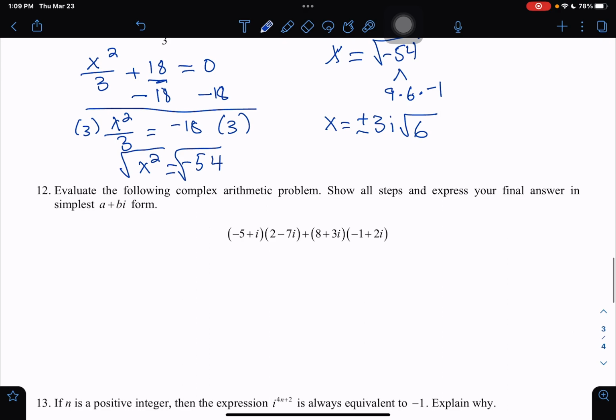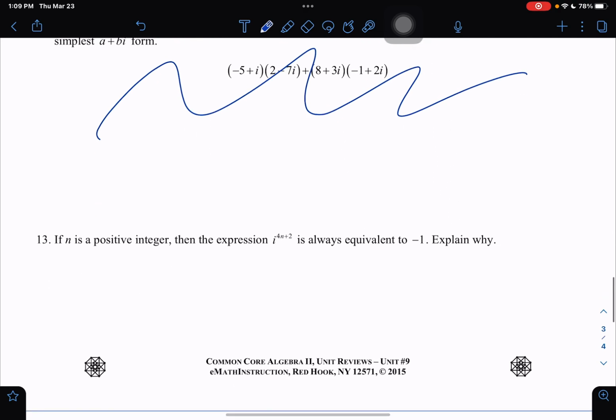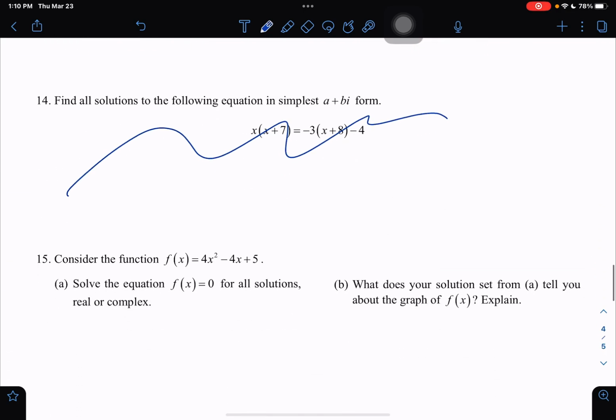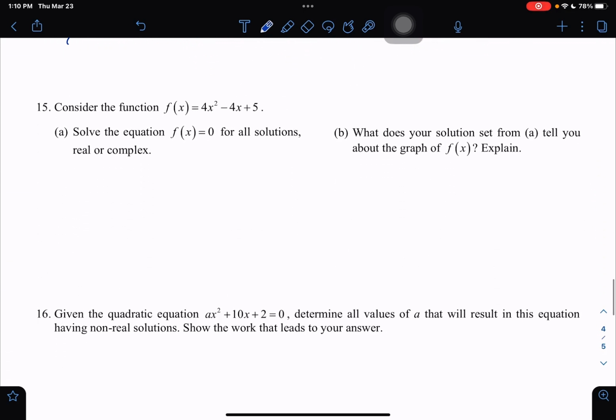All right. 12 we didn't have to do. 13 we didn't have to do. 14 we didn't have to do. But this one we had to do, right? So we have 4x squared minus 4x plus 5, right? We want to know all the solutions. 4x squared minus 4x plus 5 equal to 0.